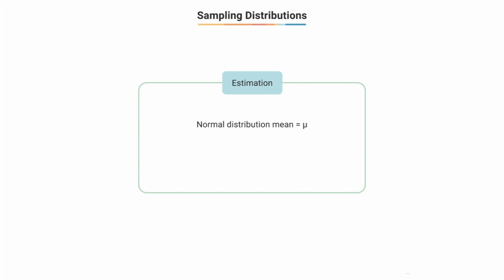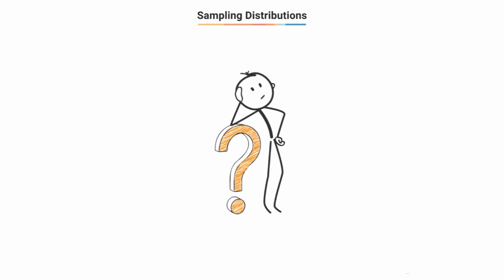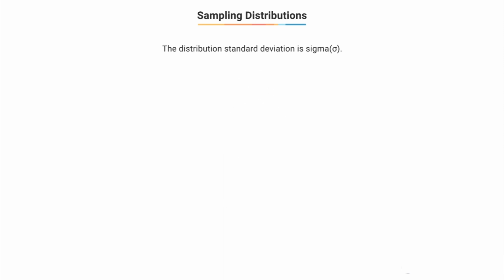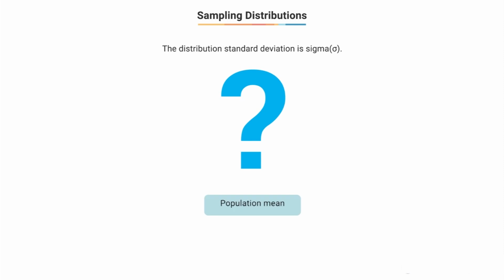Right now, we know that the mean of this normal distribution is equal to mu, which is the population mean. But we don't quite know what this mean is. So let's come back to that later. This distribution's standard deviation is sigma. Now remember that sigma is the population standard deviation. But wait, we don't know what the population mean is. How are we supposed to know the population standard deviation?